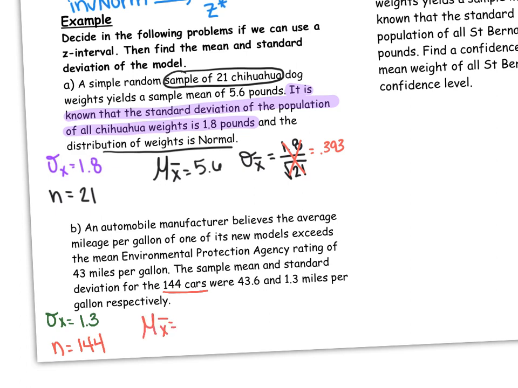So here's what we write. Mu of x bar is equal to the mean of the population. What's the mean of the population? 43.6. Sigma x bar is the standard error for the sample. What's the standard deviation of the population? 1.3. And we're going to divide that by the square root of 144. So we do that. 1.3 divided by the square root of 144. What's the square root of 144? Well, you get this number right here.